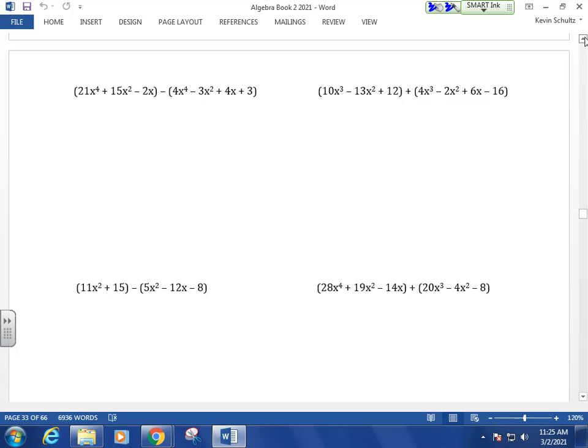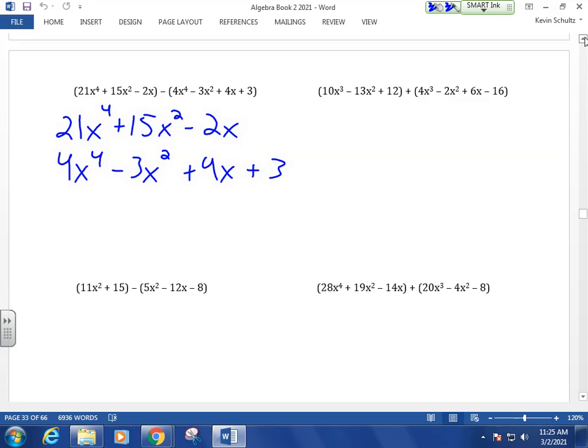So I'm subtracting. I have to make sure that my first expression is listed first and that I write it correctly. Plus 15x squared minus 2x. And then that second expression, 4x to the fourth goes beneath my x to the fourth term, then minus 3x squared plus 4x, and then plus 3. And again, I recommend putting that plus 0 up top to remind yourself that that's just a placeholder. I've got nothing there. It is a 0.